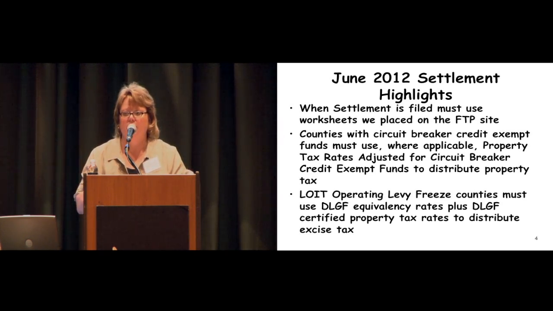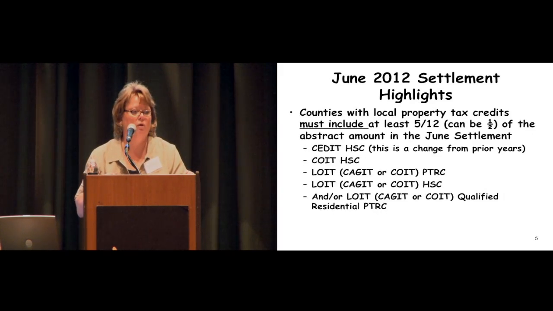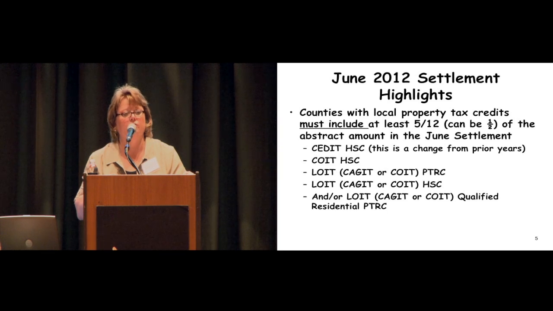Counties, you should have gotten an email, those who have the local option tax credits. The difference this year is in the past, your SEAT homestead credit you used to distribute 100% in June. That changed. This year, you're only going to distribute 5/12 or 1/2 of the abstract amount of your SEAT. And for your other taxes, the COIT, the LOET PTRC, the LOET homestead, and/or the LOET qualified residence, you're either going to distribute 5/12 or 1/2 of the abstract.